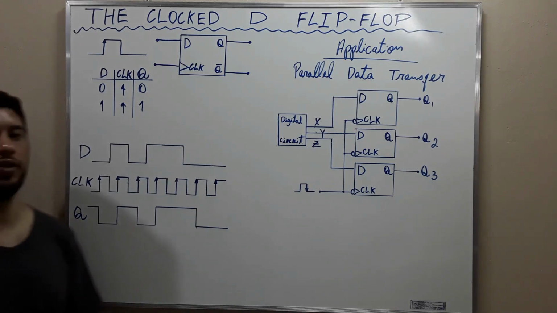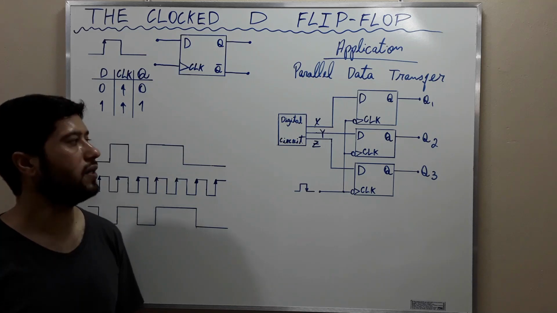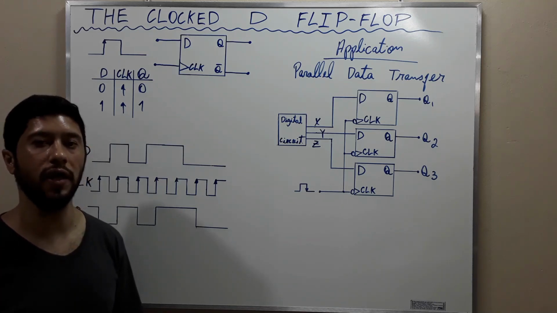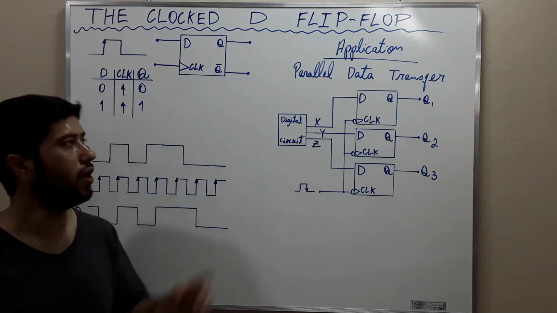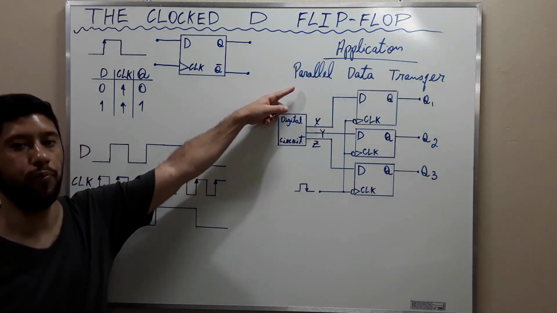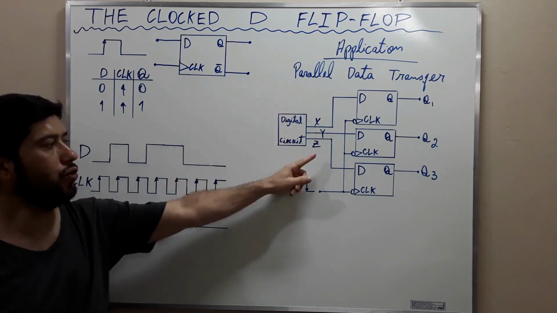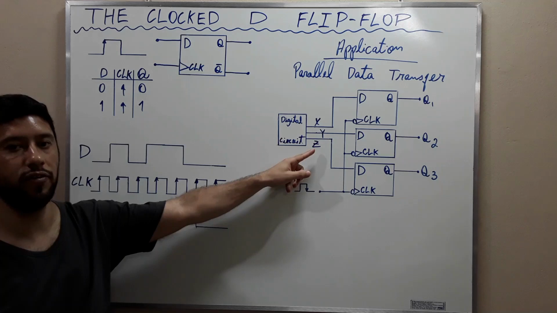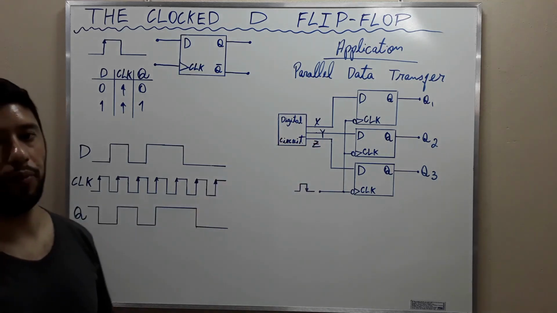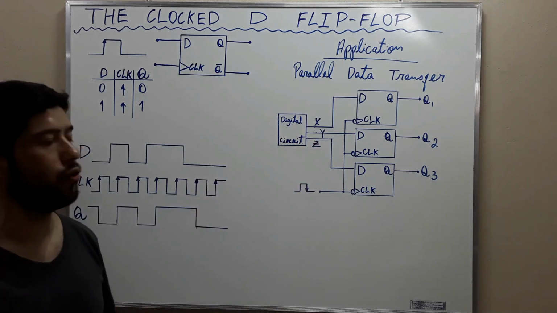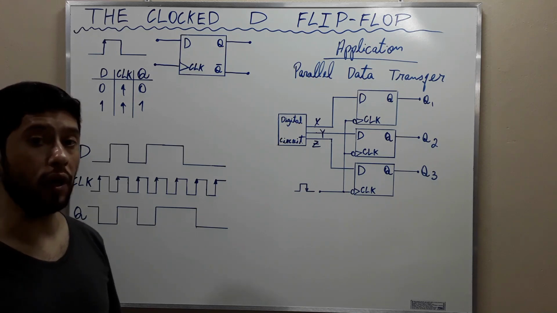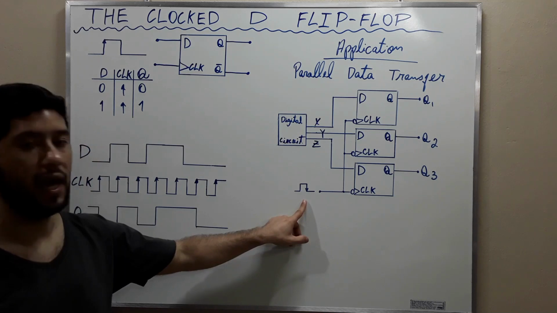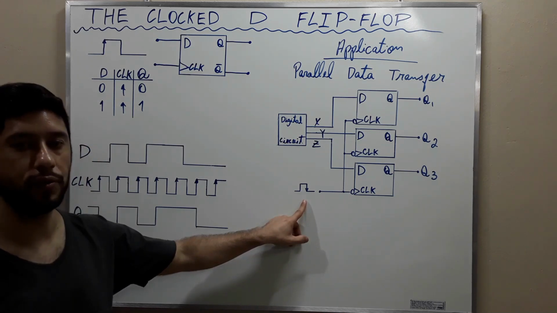In most applications of D flip-flops, the output must display the value of the input only at precisely defined times. One example of this is parallel data transfer. Using D flip-flops, the data from X, Y, and Z will be displayed at Q1, Q2, and Q3 only upon the application of a transfer pulse at the common clock inputs.